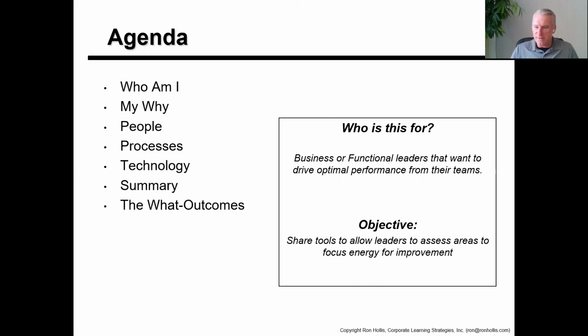Most leaders would like for their teams to perform well. The challenge is they lack, or they need, some additional tools to help with that. And that's what this is about. So the objective is to share some tools that allow you as a leader to assess areas to focus energy for the improvement of your team or their outcomes. Very basic. This is ABC stuff. It's excellent. It's very powerful. Typically, the simpler, the more powerful. And this is a great example of that.